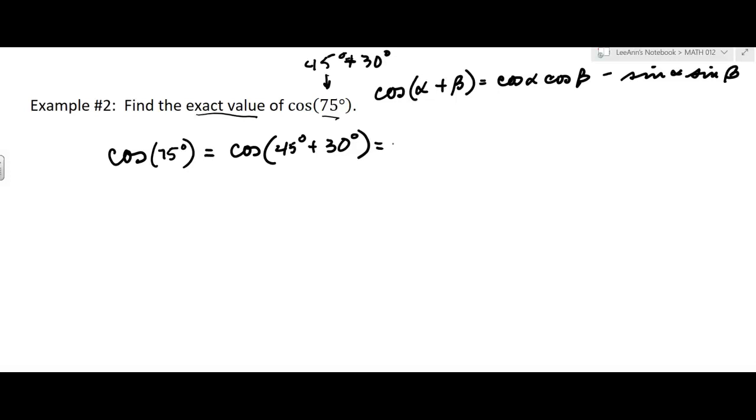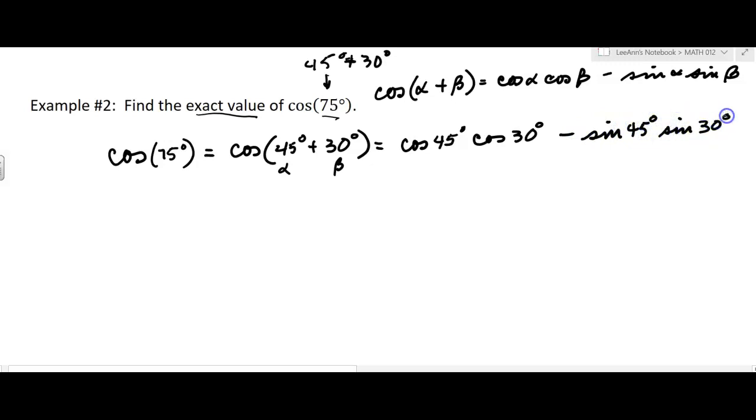Okay, so here we go. We follow the formula. Cosine, this is going to be my alpha, this is going to be my beta. So I'm going to say cosine 45 degrees, cosine 30 degrees, minus sine 45 degrees, sine 30 degrees. And if you don't want it in degrees, you could always switch it to radians.